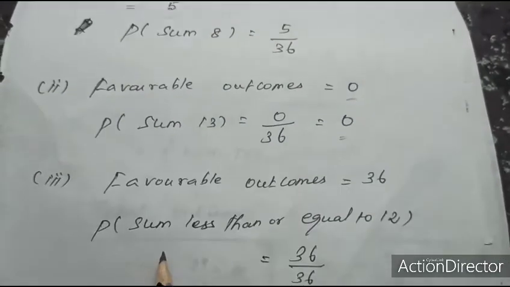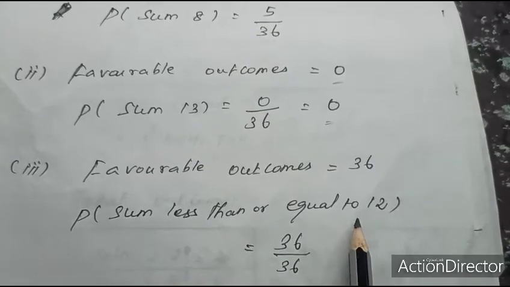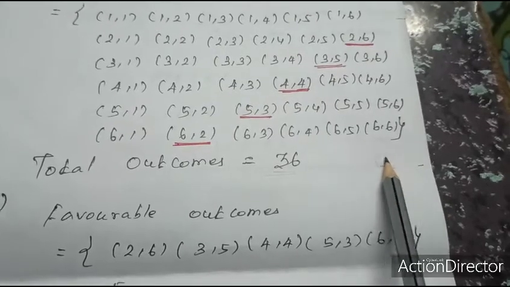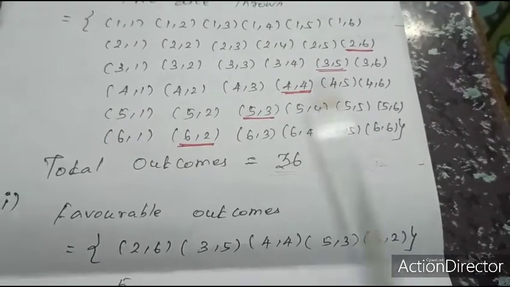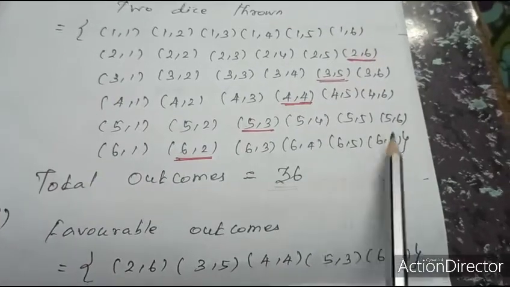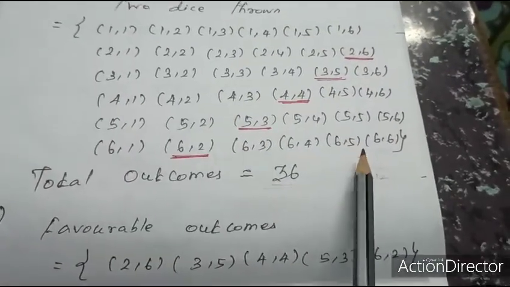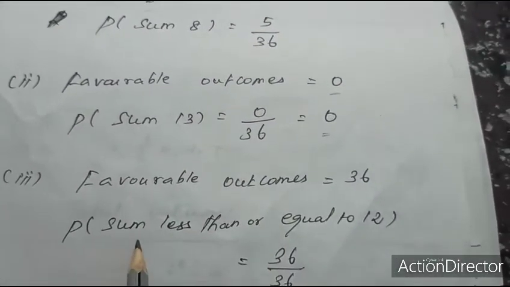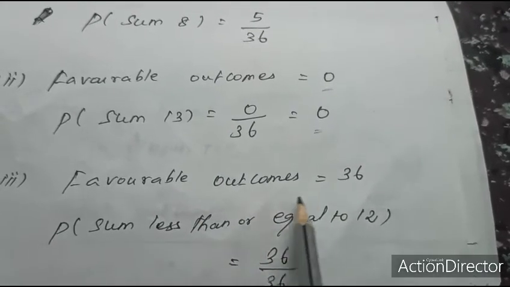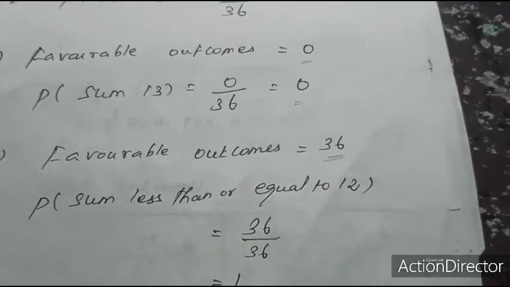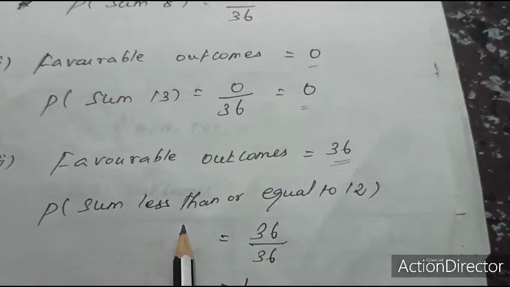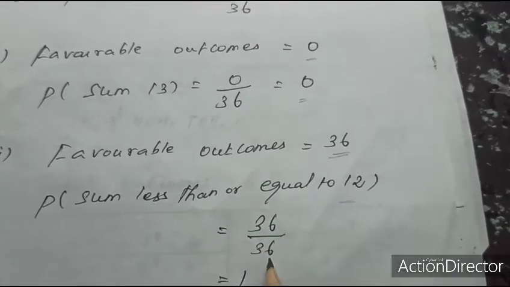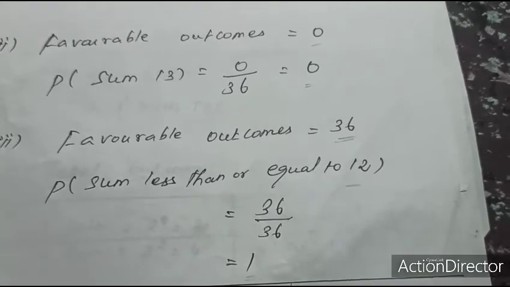Third question, probability of sum less than or equal to 12. With 6,6 the highest value of the sum is 12. We are asked to consider all values less than or equal to 12. All the values 1,1; 1,2; and so on up to 6,6, that is 36 values, are available. Therefore, the favorable outcomes for sum less than or equal to 12 is 36. Therefore, the probability is favorable outcomes by total outcomes, 36 by 36, the value 1.